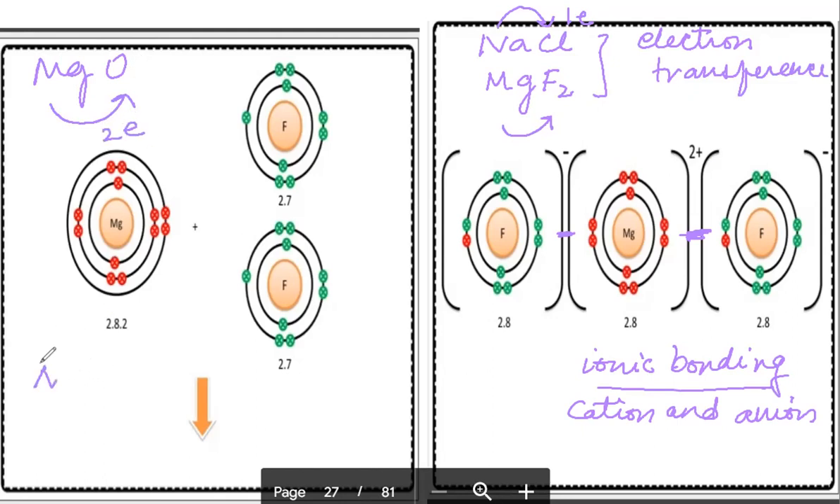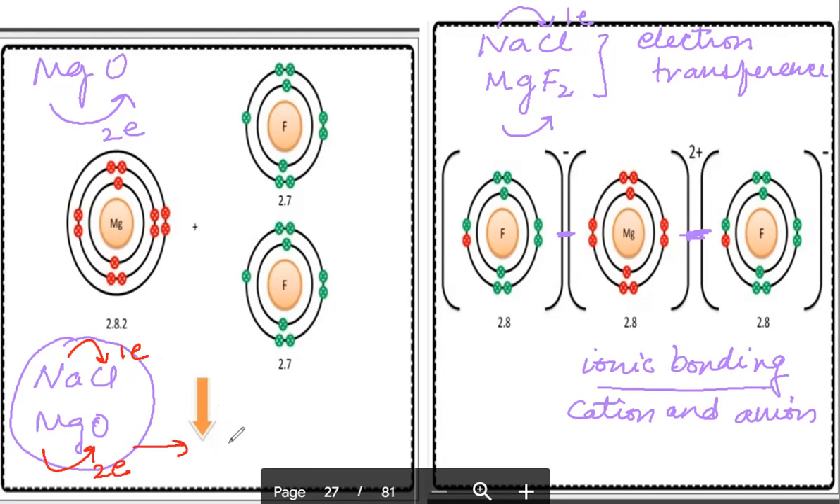If they ask us the question that out of these two compounds, which is going to show a stronger ionic bonding, then we'll say that because the transference of electrons is more in magnesium oxide, there are 2 electrons being transferred, whereas in sodium chloride there's 1 electron transferred. So the 2 electron transfer is going to make a stronger attractive force between the cation and anion. So in this case, the bonding is going to be stronger, because 2 electrons are transferred as compared to sodium chloride.